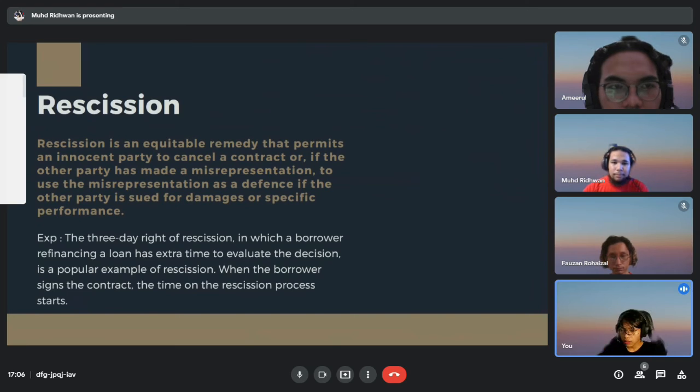The next one is rescission. Rescission is an equitable remedy that permits an innocent party to cancel a contract, or, if the other party has made a misrepresentation, to use the misrepresentation as a defense if the other party is sued for damages or specific performance. For example, the 3-day right of rescission, in which a borrower financing a loan has extra time to evaluate the decision, is a popular example of rescission. When the borrower signs the contract, the time on the rescission process starts.